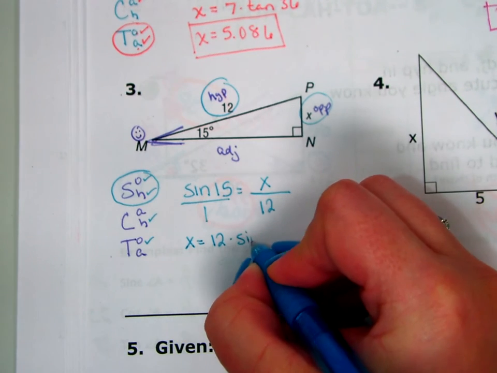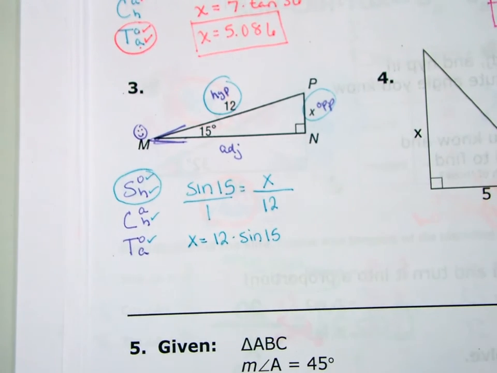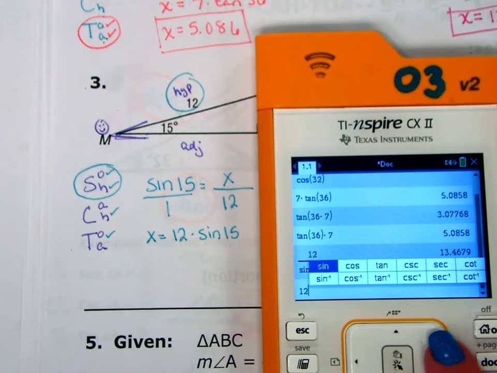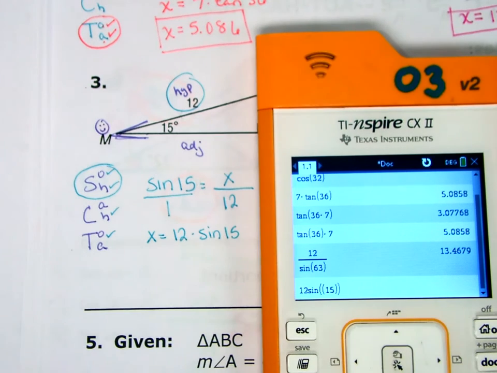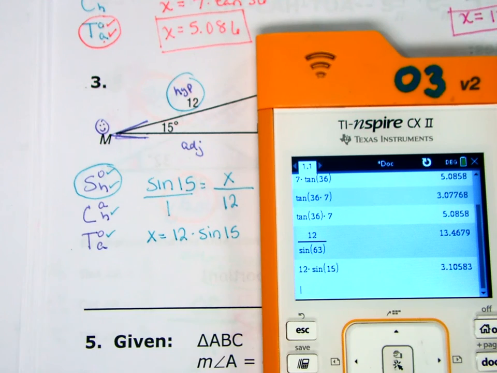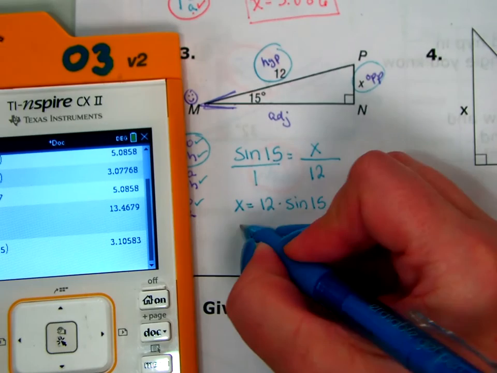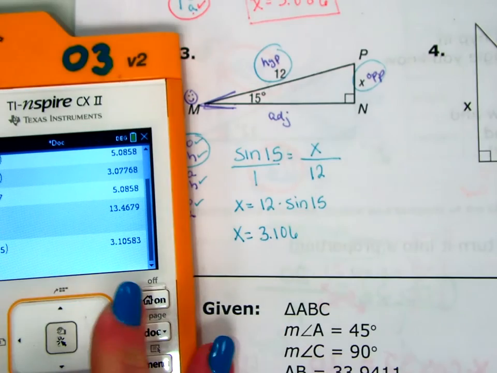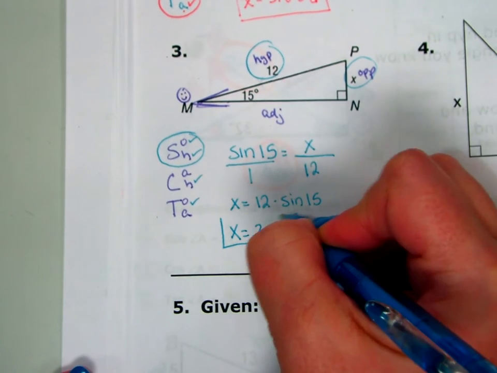X is going to be 12 times the sine of 15, or sine of 15 times 12. Just make sure you close that parentheses on the 15. So 12 times the sine of 15, oops, I added an extra parentheses, gives me 3.106. Questions on 3?